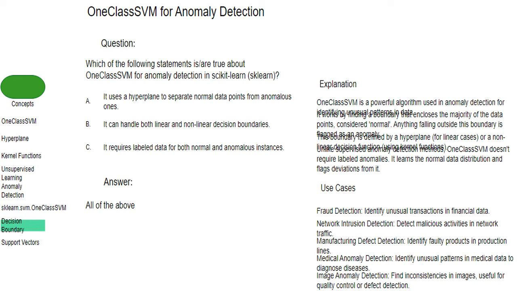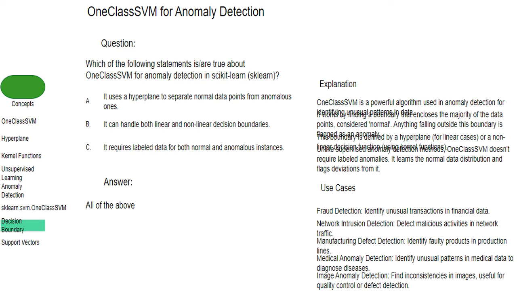One-Class SVM can be used to detect anomalies in time series data, where the anomalies may not be linearly separable from the normal data. It can also be used to detect anomalies in text data, where the anomalies may not be linearly separable from the normal data. One-Class SVM is an unsupervised learning algorithm, meaning it only requires unlabeled data for training.